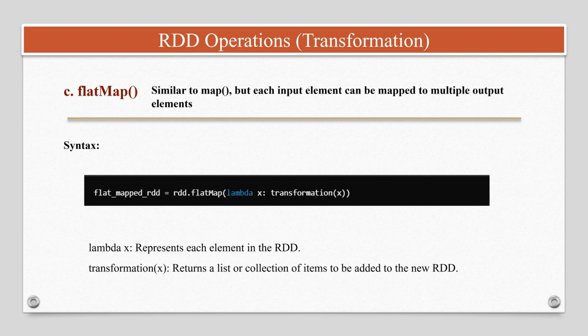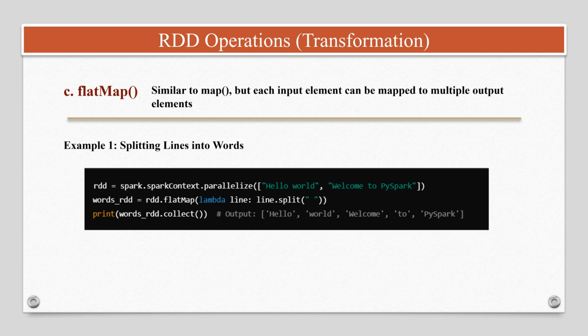The syntax is simple: rdd.flatMap(lambda x: transformation(x)). Lambda x represents each element in an RDD, and transformation returns a list or a collection of items to be added to the new RDD. Example 1, splitting lines into words. Suppose you have an RDD of sentences and you want each word in the sentence to be a separate element in the RDD. Here we have an RDD of hello world and welcome to PySpark. Here we have used line.split using the flatMap function.